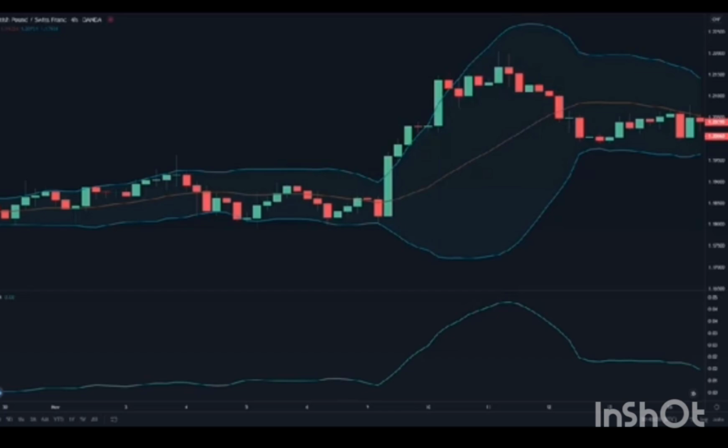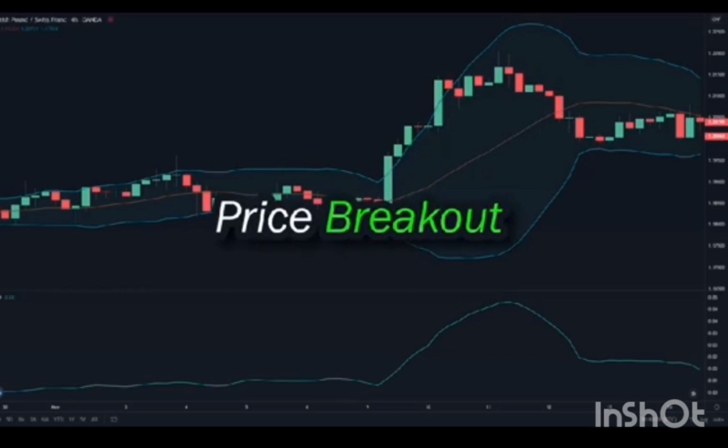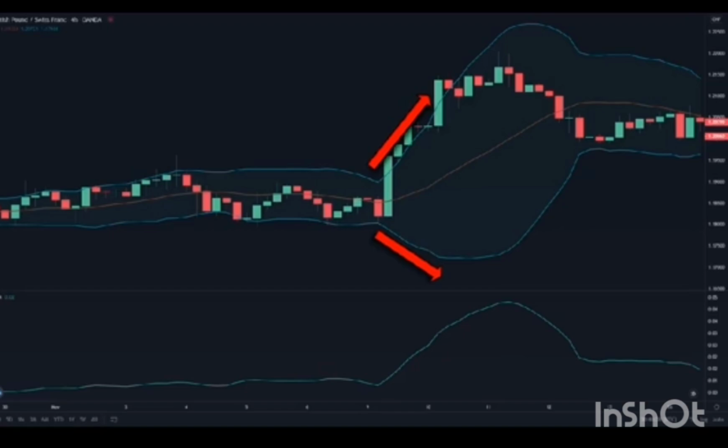Next, to predict the price breakout, you need to wait for the standard deviation lines to start expanding, which can also be identified by the rising of the BBW. So this means that there's an increase in volatility and a breakout is likely occurring.